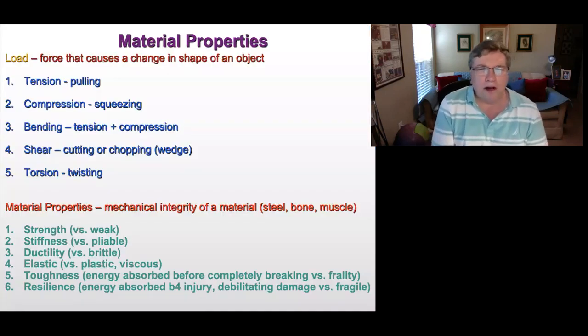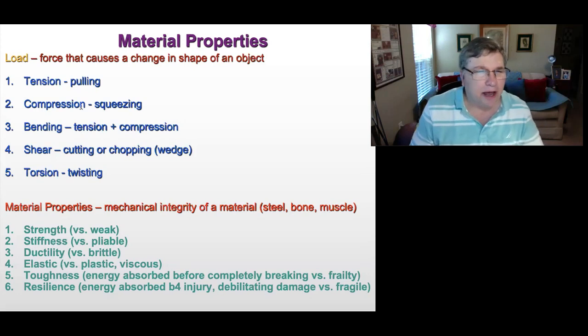And then along the way, when we're talking about the human movement system, something that's really important to the health of tendons, ligaments, cartilage, etc., are material properties. That means things like strength, stiffness, ductility, elasticity, toughness, resilience. They're the material properties that determine the integrity and actually the health of materials. So we test them the same way we test steel and concrete. So bones, muscles, tendons, ligaments can be tested in that manner.